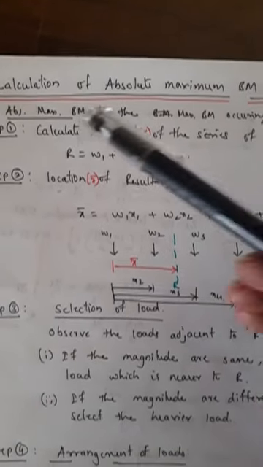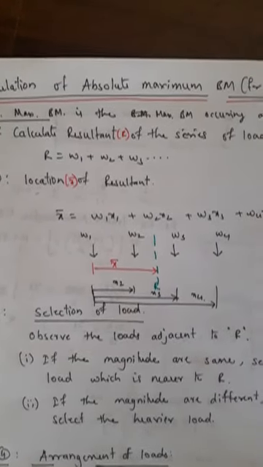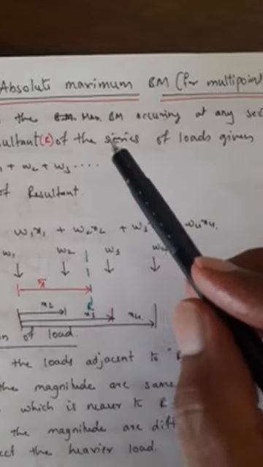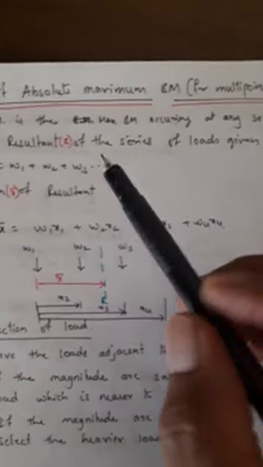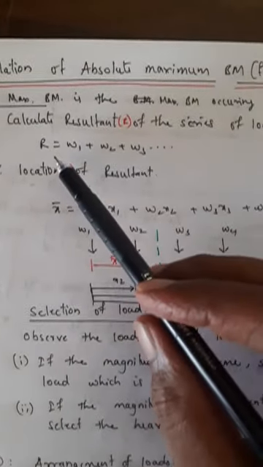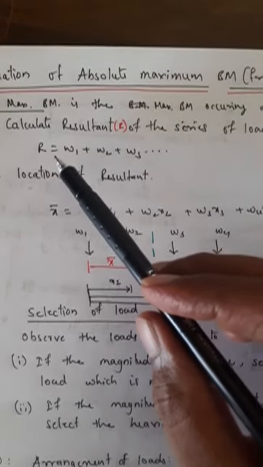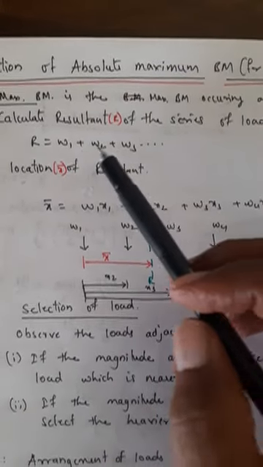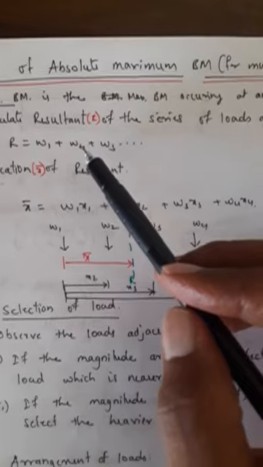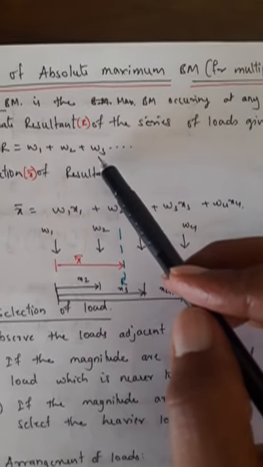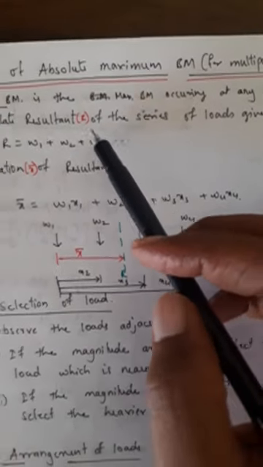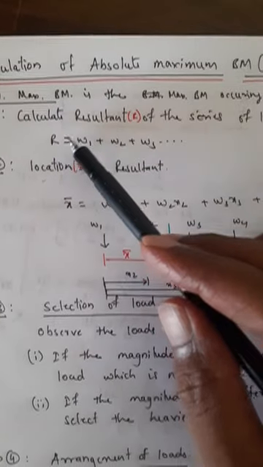First, calculate the resultant R of the series of the loads given. So R is given by summation of all the loads. Suppose there are 3 loads, R is equal to W1 plus W2 plus W3. If there are 4 loads, add W4. So that is the resultant R.